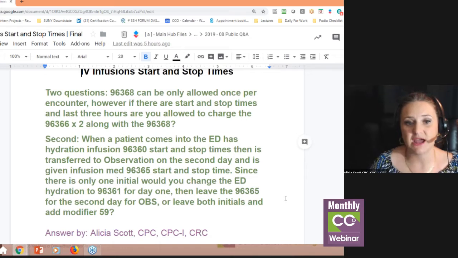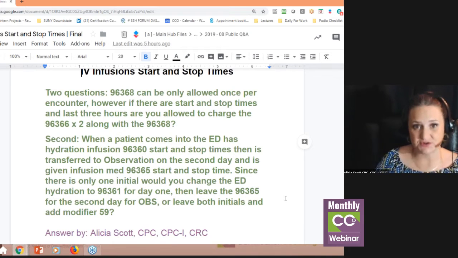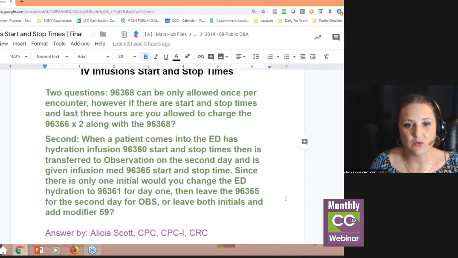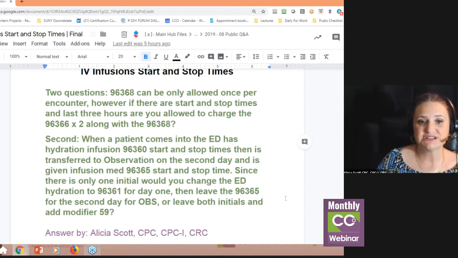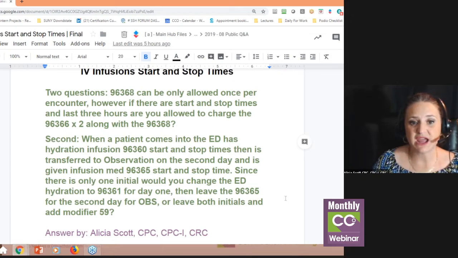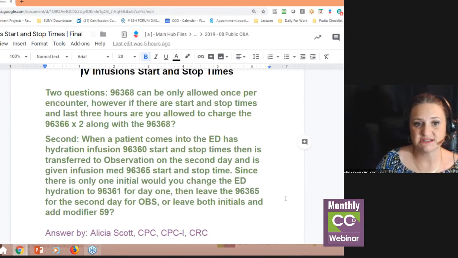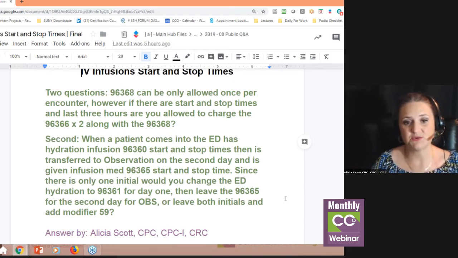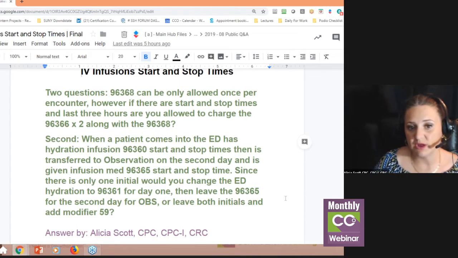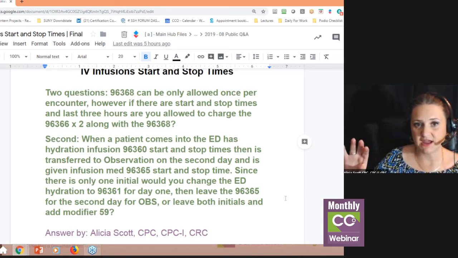96368 can only be allowed once per encounter, and that is true, okay? It is an add-on code, but you can only use it once an encounter. However, if there's a start and stop time, the last 3 hours, are you allowed to charge the 96366 times 2, meaning twice, along with 96368? Okay, now I've got an answer for that, and explaining what the codes are for.